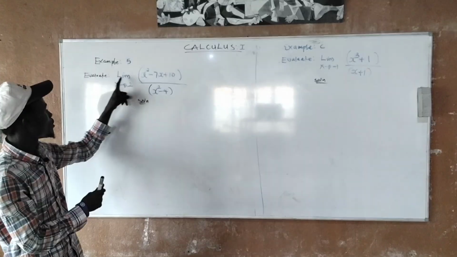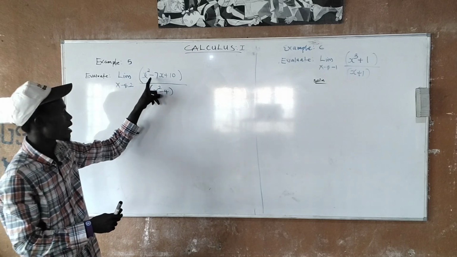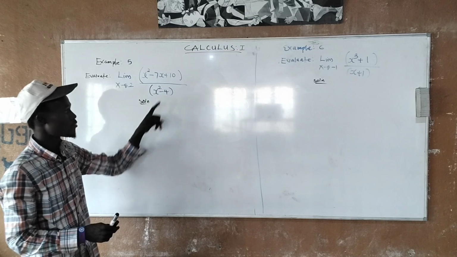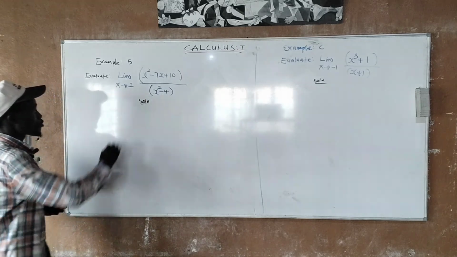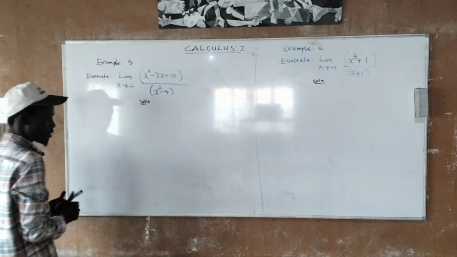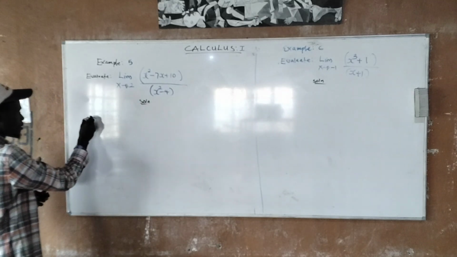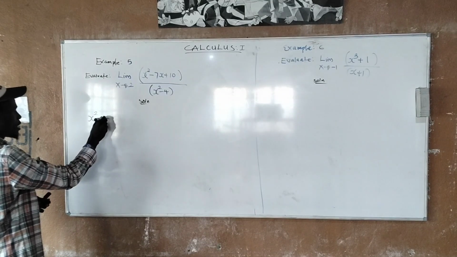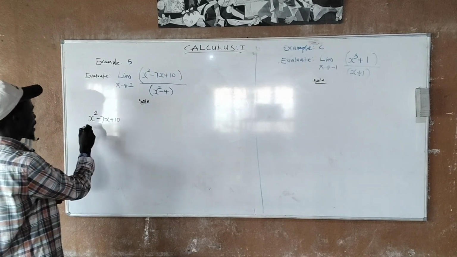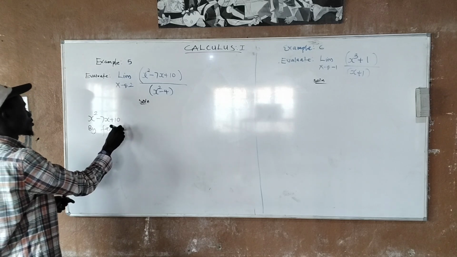We have to evaluate the limit as x tends to 2 of the function x squared minus 7x plus 10 divided by x squared minus 4. Now to solve this one, let's simplify these quadratic expressions using the factorization method. We have x squared minus 7x plus 10. This is what we are given. To simplify this one, we use the factorization method.